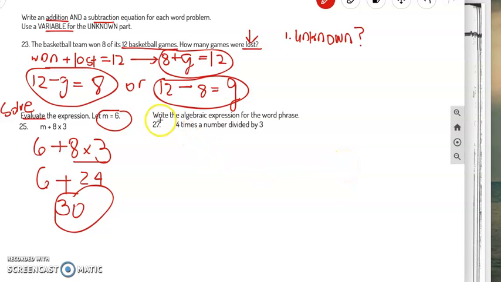Okay, number 27. Write the algebraic expression. So remember, these are the math phrases that have letters like this. So write the algebraic expression: 4 times a number divided by 3. So let's start from the beginning. 4 times a number divided by 3. And that's all you got to do for 27.